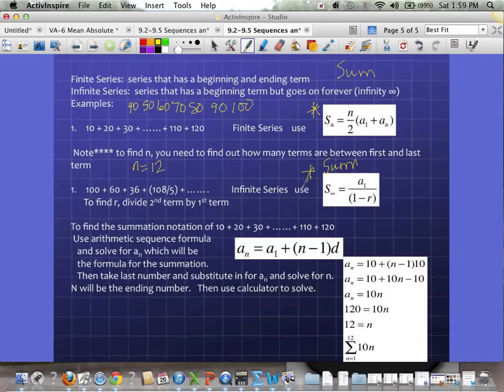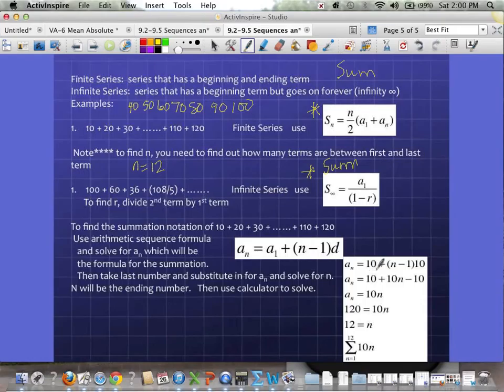Now, to find the summation notation of this problem up here, like I said, we had to find what n was first. Use the arithmetic sequence formula, solve it for a, which will be the formula for the summation. Then take the last number and substitute in for a and solve for n. N will be the ending number, and then use the calculator from there on in. All right, so we figured it out without using all this, but you can do that. You can take this and solve it for n very easily if you didn't want to go and count all those. All right, so we took a sub 1, which was 10.